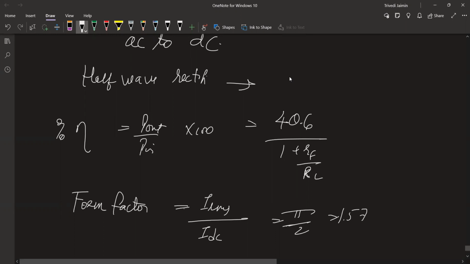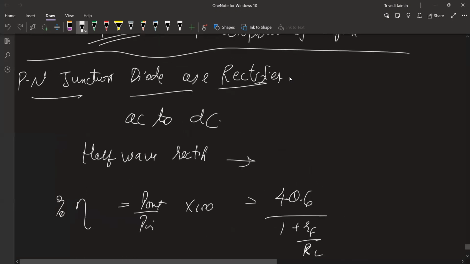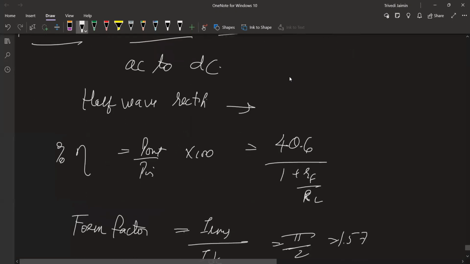If I ask about full wave, it's simple. It rectifies both halves, not just the first half. It rectifies both halves. And the forward bias and reverse bias. For this, we need the reverse graph.